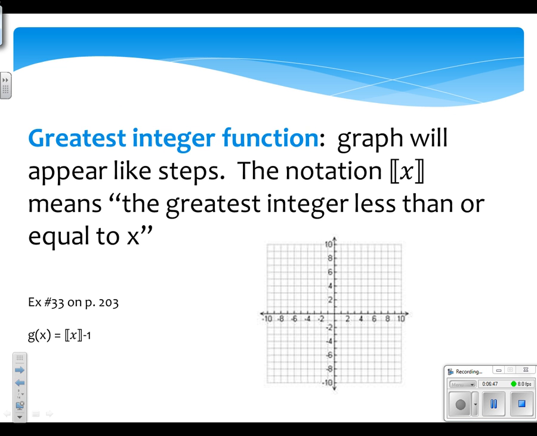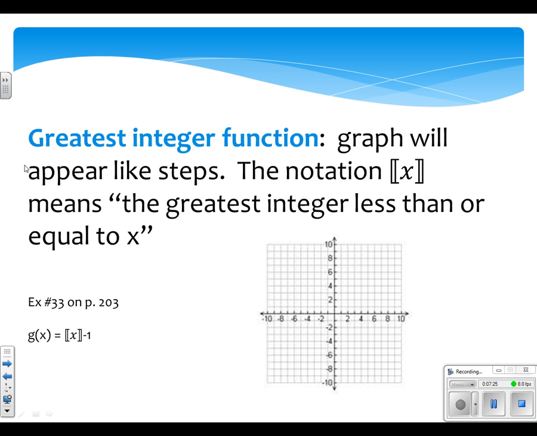Greatest integer function. Now, this one is a newer one. I'm not sure if you study greatest integer functions in Algebra 2 or not. I know that they are dealt with in pre-calc, but some of you guys haven't been in that class before. It's not too terrible of a concept. The greatest integer function says that the graph will appear like steps. The notation, and it's kind of a new form of our bracket, kind of a double-barred bracket, means the greatest integer less than or equal to x. Now what does that mean?